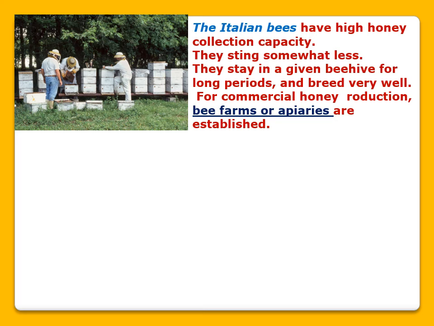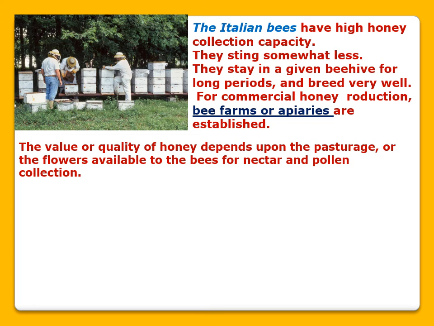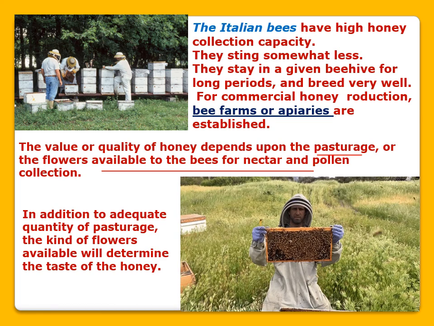For commercial honey production, bee farms or apiaries are established. The places where bees are kept for honey production are known as bee farms or apiaries. The value or quality of honey depends upon the pasturage, or the flowers available to bees for nectar and pollen collection. In addition to an adequate quantity of pasturage, the kind of flowers available will determine the taste of honey.